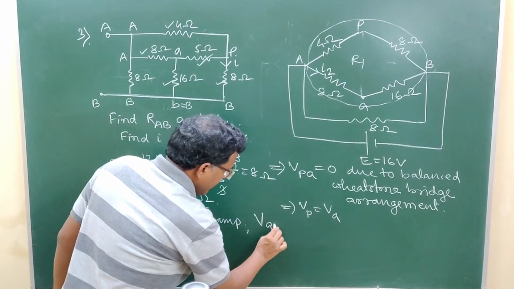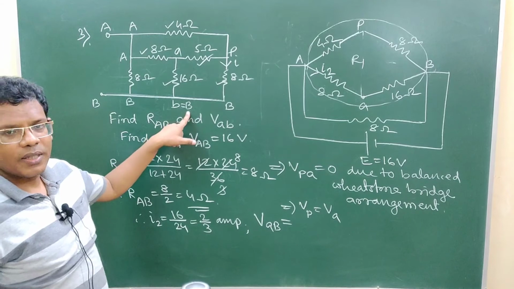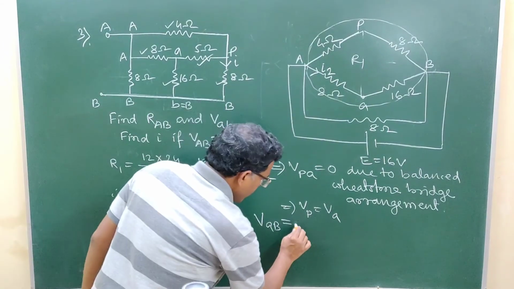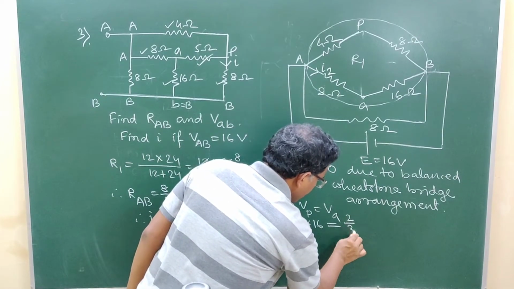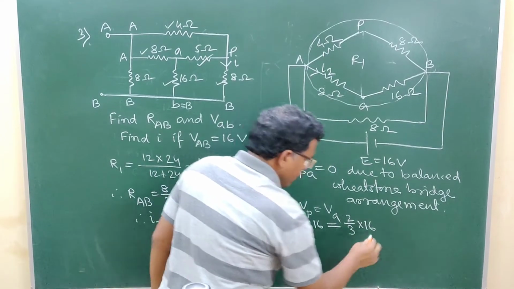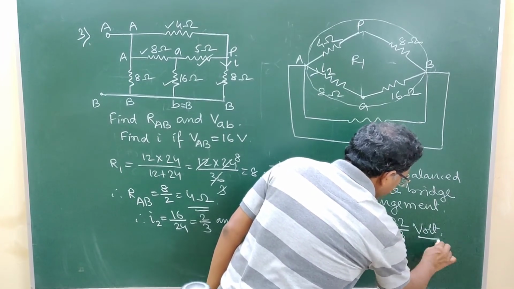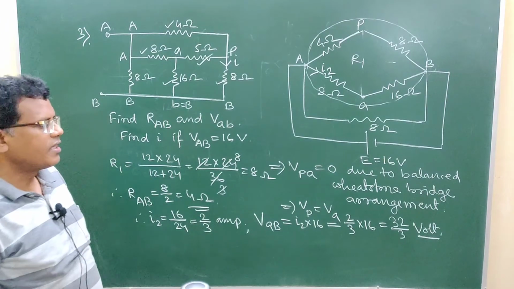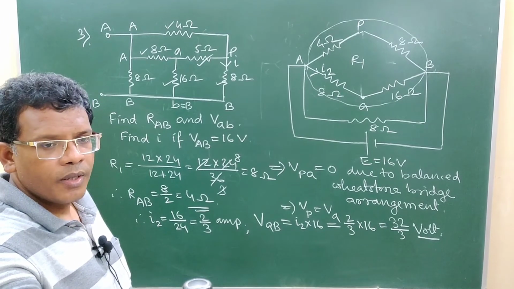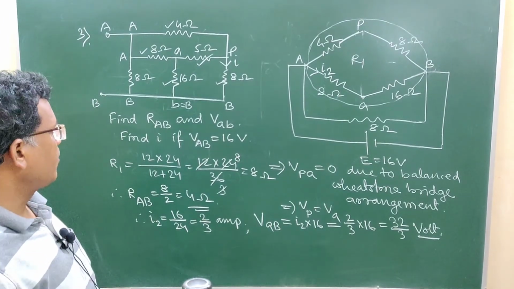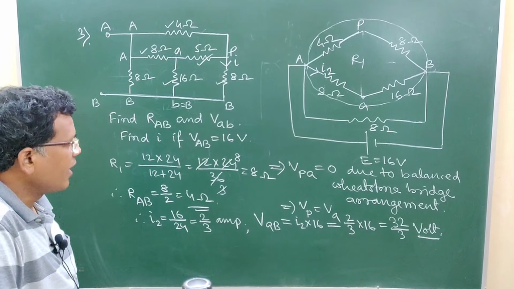So therefore VAB, though I asked it between small a and small b, so small b is nothing but the same as capital B only. So this VAB will be the current I2 into the 16 ohm resistor. So this is 2 by 3 as I2, that into 16 means 32 by 3 volt. 32 by 3 volt is appearing as the potential difference calculation across 16 ohm. Potential difference between A and B, that is across 16 ohm, is coming 32 by 3 volt, right?